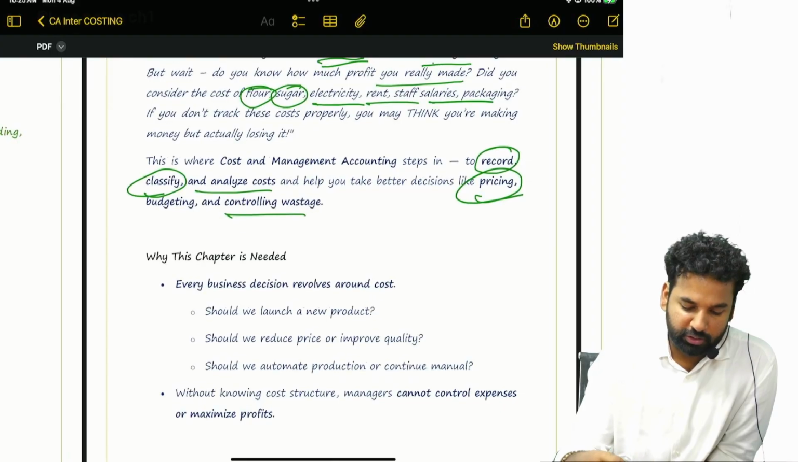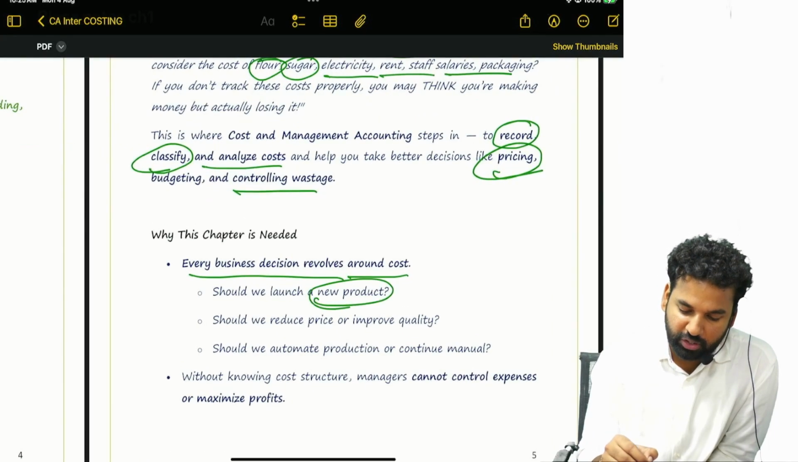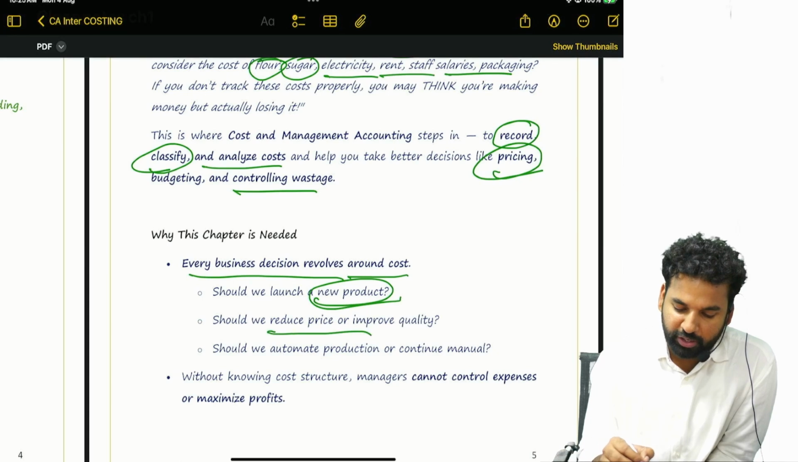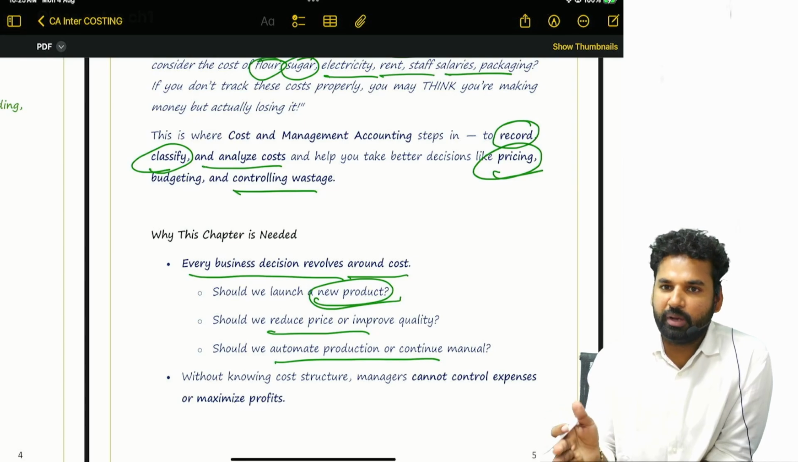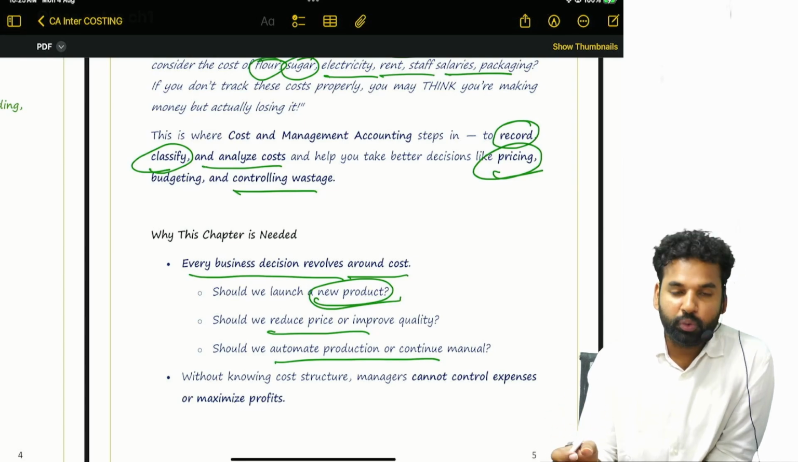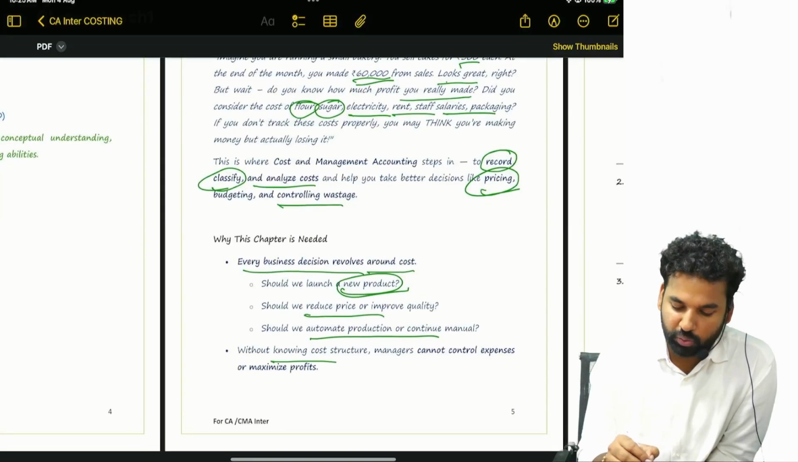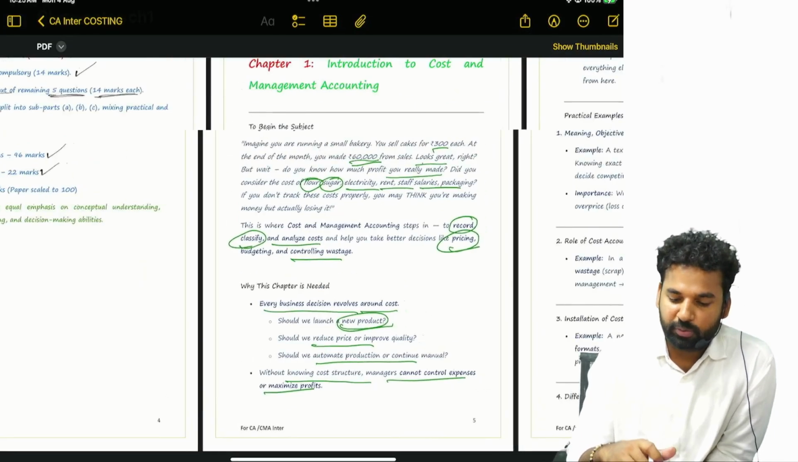In this chapter, every business decision revolves around the cost. Should we launch a new product or continue the existing product, should we reduce the price or improve the quality, should we automate the production or continue the manual? All this will be answered with the help of a good cost accounting system. Without knowing the cost structure, a manager cannot control the expenses or maximize the profit.